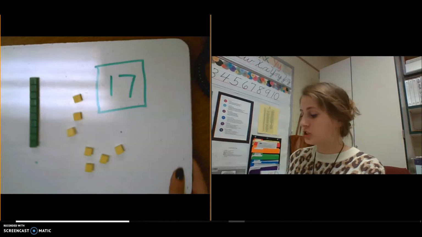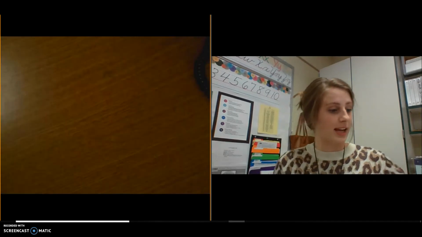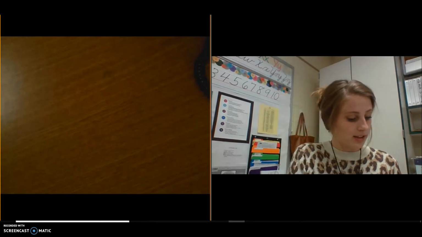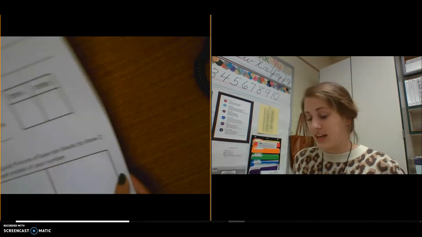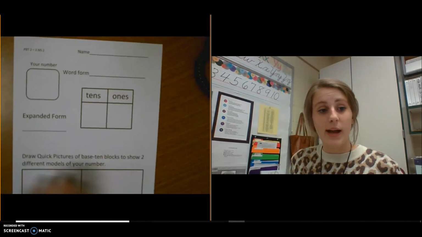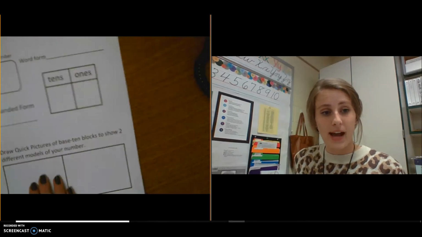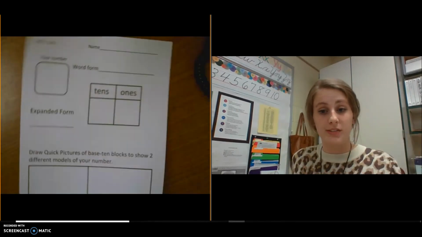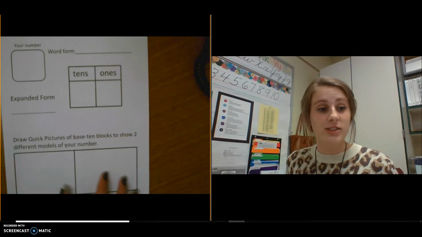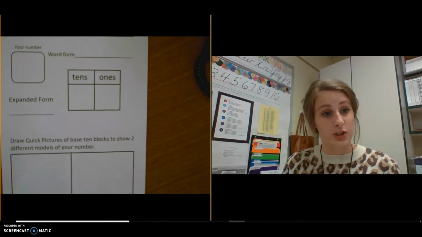So I am now going to show you what your assignment will look like. So your assignment on Seesaw will look like this. I am going to give you two numbers. There's a front and a back. On yours, it will just be two different pages. And in your instructions, I'm going to give you your number.